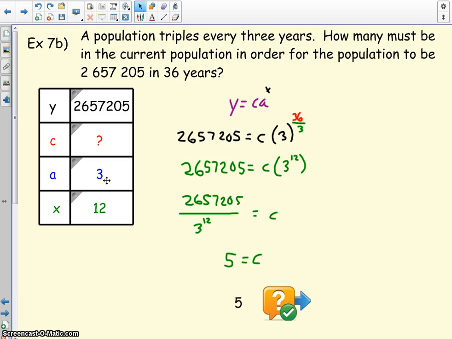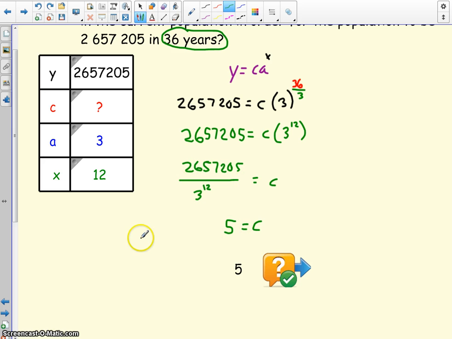Alright, so take a look at your answer. You should have wound up with an initial population of 5. So just to recap here, again, we're tripling, so the base of our power is going to be 3. Our final population is going to be 2,657,205. We're looking for the current population, that's our initial value, that's c. Now, we have 36 years, but we can't put 36 as the exponent because it doesn't triple every year, it triples every 3 years. So we divide our number of years, 36, by 3, because it's only going to triple 12 times in 36 years. So 36 divided by 3 gives me 12. That's my new exponent here on 3. And I isolate for c by dividing both sides of the equation by 3 to the exponent 12. When I run that through my calculator, I get 5.